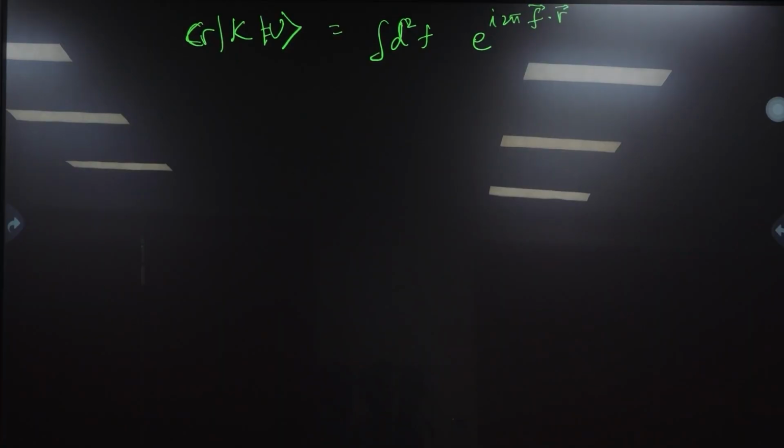So let me write this in this line. T01 is the integral of e to the i 2 pi f dot r, times delta of f, d f. You need to figure out this integral.